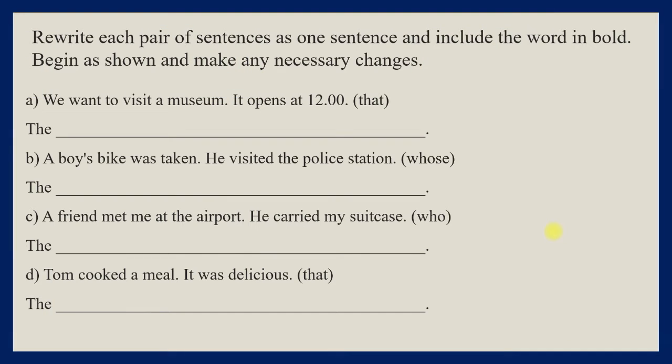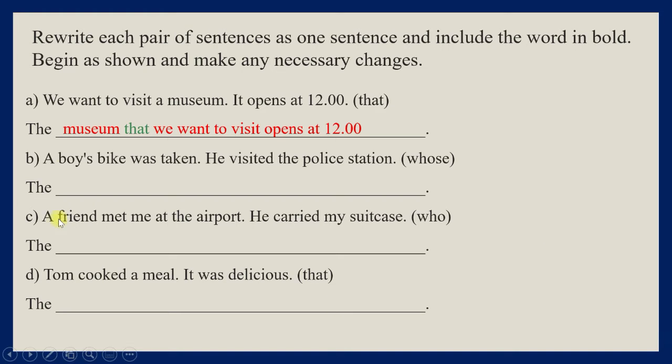Okay, let's start with the exercises. Rewrite each pair of sentences as one sentence and include the word in bold. Begin as shown and make any necessary changes. Again, this is actually one of the functions of using relative clauses. So we won't have to use two separate sentences. We can join them together as one sentence with the help of a relative clause. A. We want to visit a museum. It opens at 12. We need to use that as our relative pronoun. The answer is, the museum that we want to visit opens at 12.